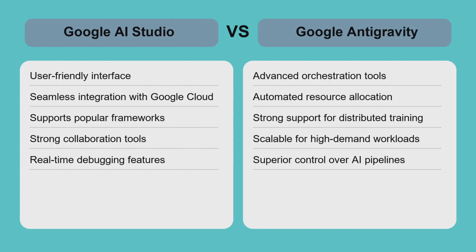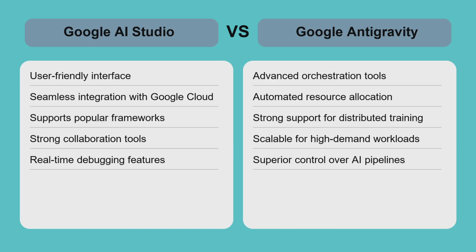Comparing Google AI Studio and Google Antigravity highlights a balance between ease of development and operational scalability. AI Studio is ideal for fast prototyping, collaborative experimentation, and model iteration with minimal setup. It works well for small to medium projects and teams prioritizing user experience.